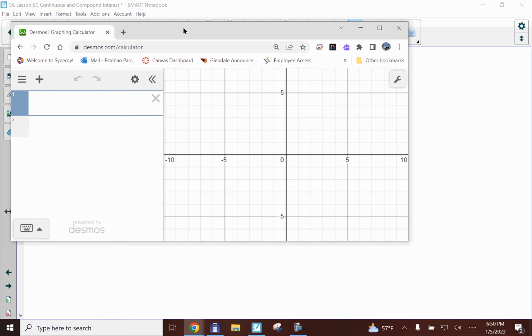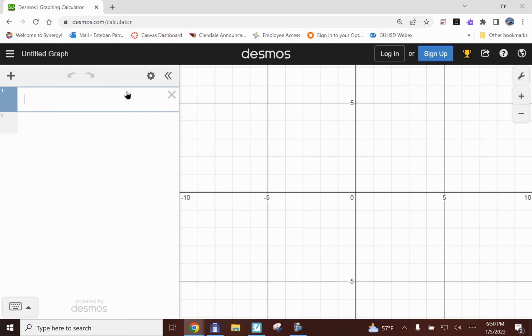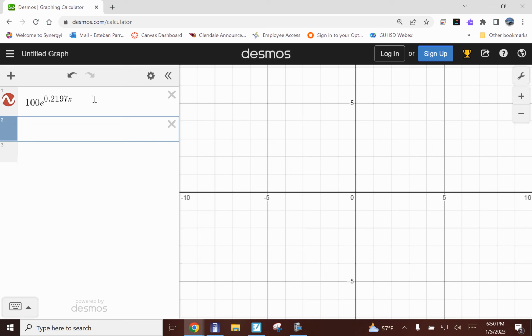So I forgot what the problem was. It was 100 e, and you literally just type the e in, to the 0.2197. And Desmos doesn't understand any letters other than x, so I'm going to put the letter x right there. Now, I'm going to hit enter so you can see the graph, and you can't see the graph.